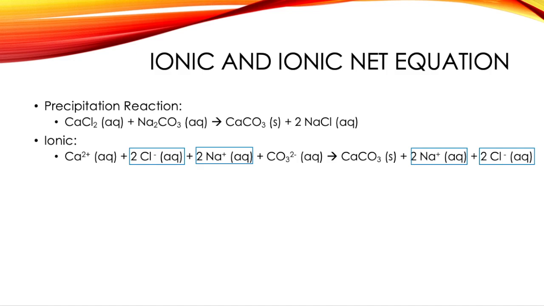So now that we have identified our spectator ions, all we have to do in forming our net ionic equation is to bring down the ions that are not spectator ions, and that is the calcium and the carbonate when that forms the solid.